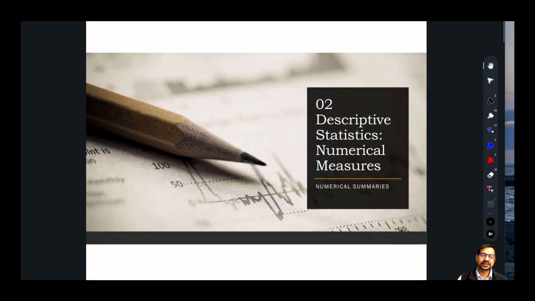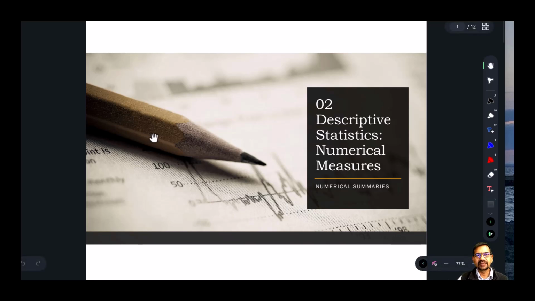In this video, we will look at the numerical summaries of data. So we'll still work with descriptive statistics, but in this lesson, we will be looking at some of the numerical measures. Specifically, we'll look at measures of location, measures of variation, and we'll also look at measures of relative distribution, and we'll end with looking at relationship between two variables or two data series.